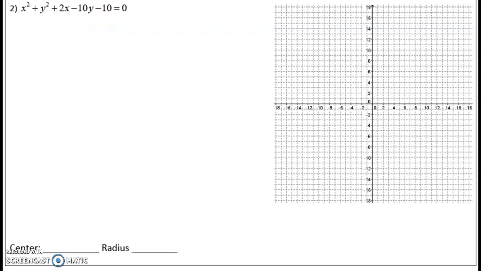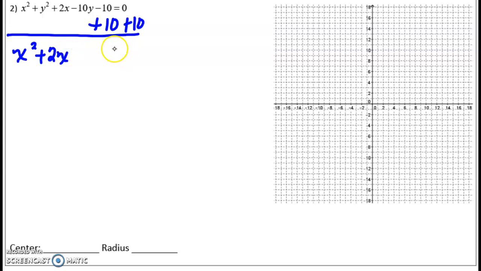So I'm going to, hopefully, add 10. And then I'm going to rearrange this. So I'm going to say this is x squared plus 2x. They're on the same side, so I don't have to subtract anything. Leave a little space. And then I have y squared minus 10y. Leave a little space. And then it equals my constant of 10.